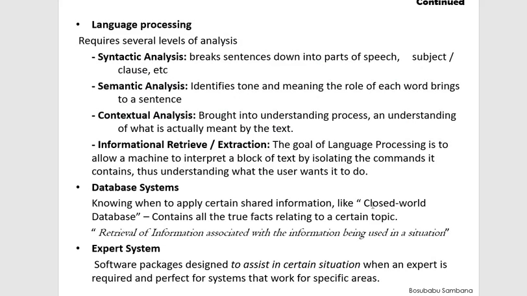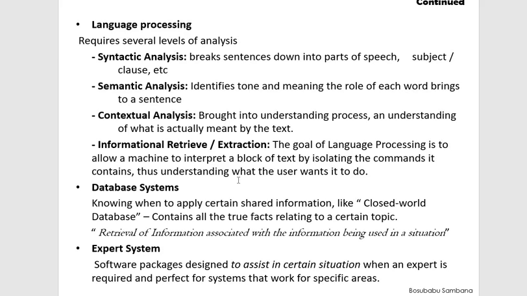Next, language processing. You know that it requires several levels of analysis: syntactic analysis, semantic analysis, contextual analysis, and information retrieval and extraction. The goal of language processing is to allow a machine to interpret a block of text by isolating the commands it contains, understanding what the user wants it to do. Information retrieval means transferring existing shareable information from source to destination along with acknowledgement. Another one, extraction, like feature extraction, data extraction, whatever it may be.